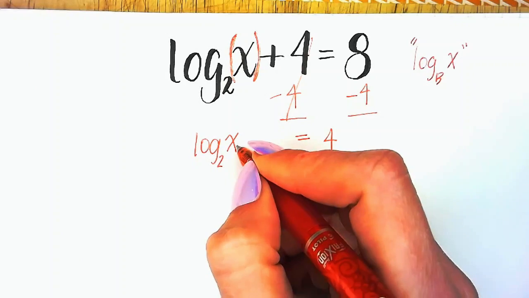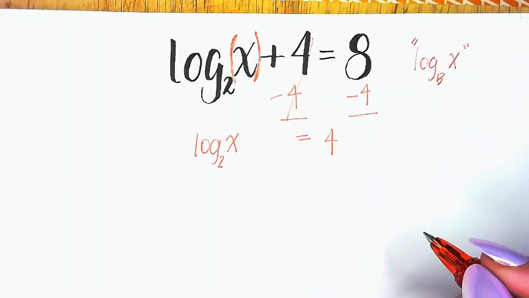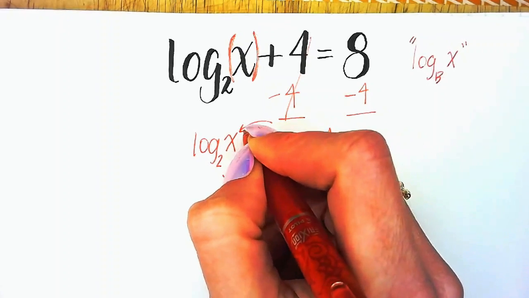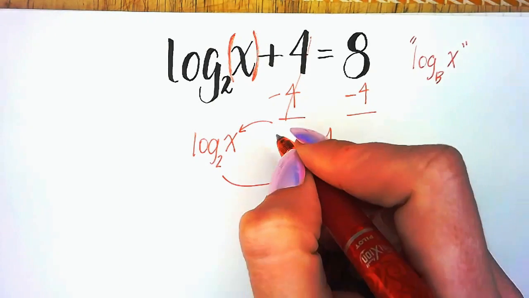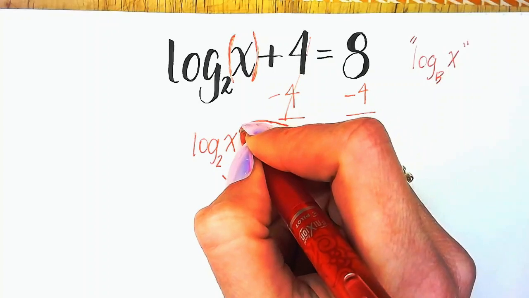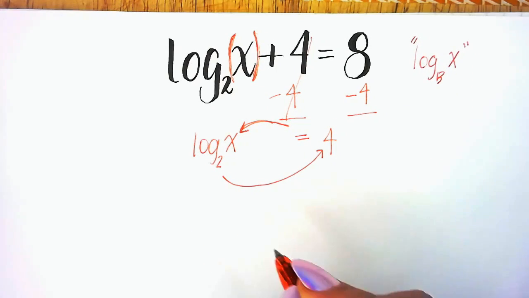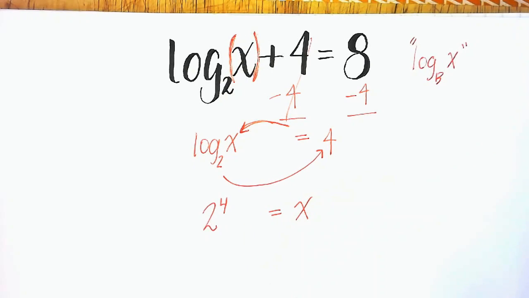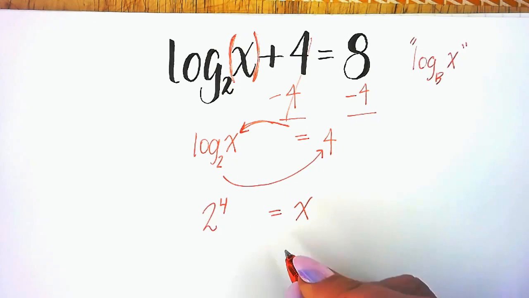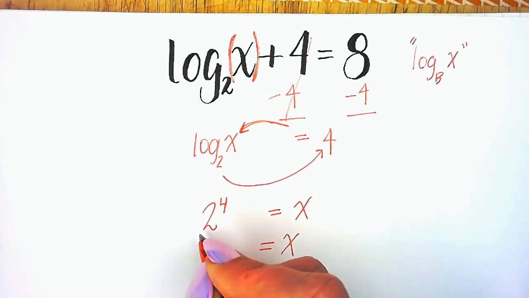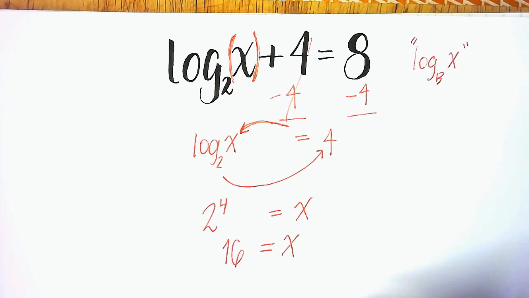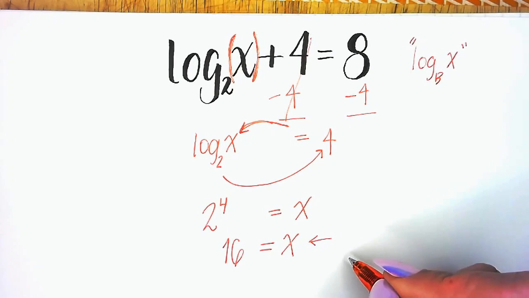Log base b of x equals y. B to the y equals x. 2 to the 4 equals x. Now we're basically done. X equals whatever 2 to the 4th power is. 2 to the 4th power is 16. Is this answer in our domain?